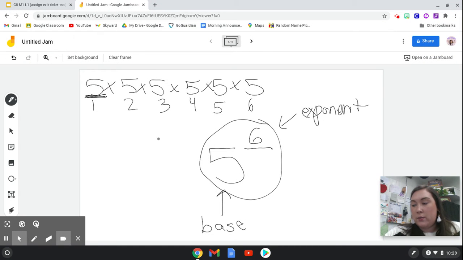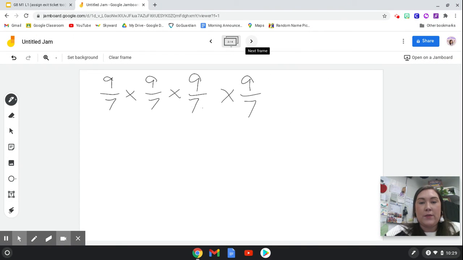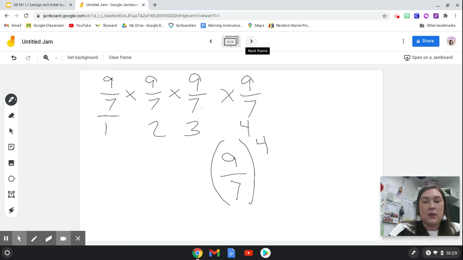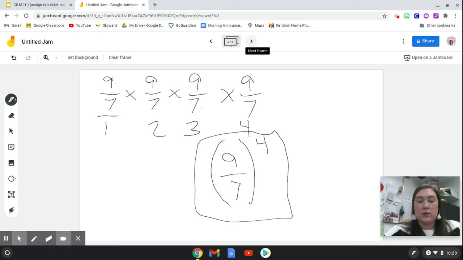So we have another one. What about if we have a fraction? Well, it's going to stay the same. My base is my fraction, 9 sevenths. I'm going to put that in parentheses because it's a fraction. It has to be in parentheses so that we know to keep it together. Okay, and then my exponent. 1, 2, 3, 4. I multiply it 4 times. So I have 9 over 7 to the 4th.